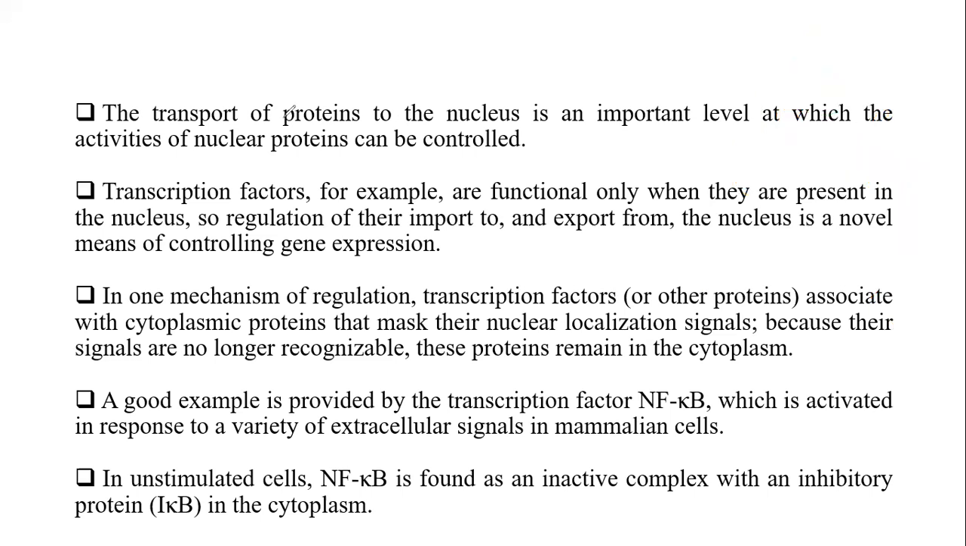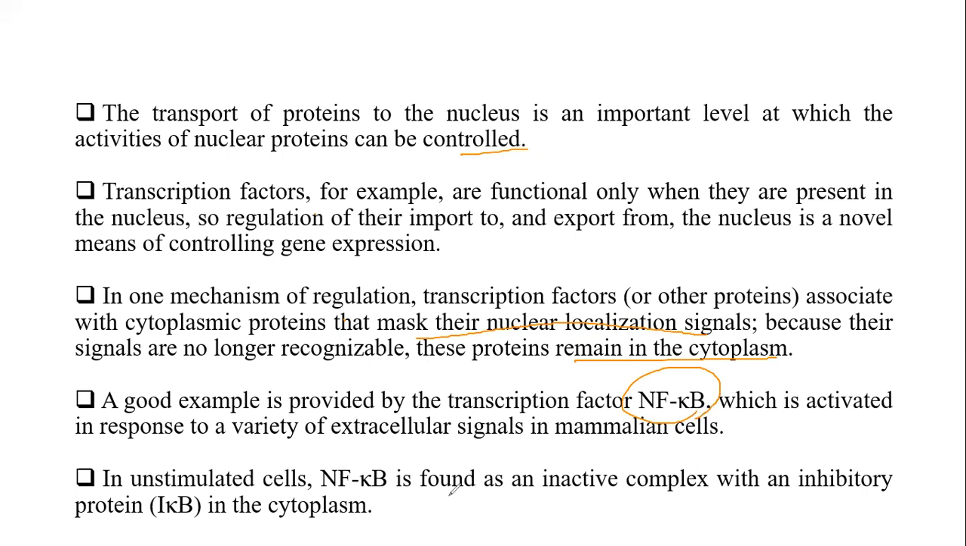The transport of the proteins to the nucleus is an important level at which the activities of nucleoproteins can be controlled. Transcription factors, for example, are functional only when they are present in the nucleus. So the regulation of their import or export from the nucleus is a novel means of controlling gene expression. One mechanism says that you mask their NLS signal. Once it is not recognizable, these proteins remain in the cytoplasm, as in the case of the NF kappa B we have discussed.